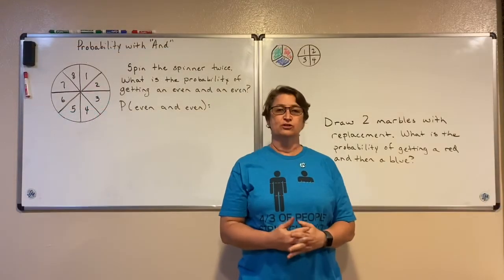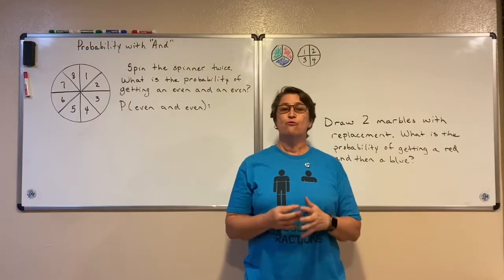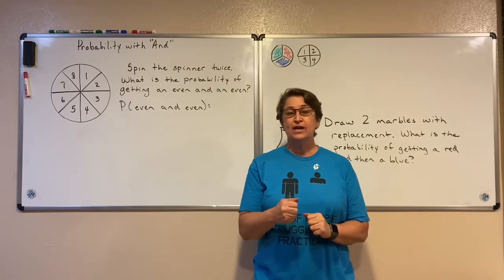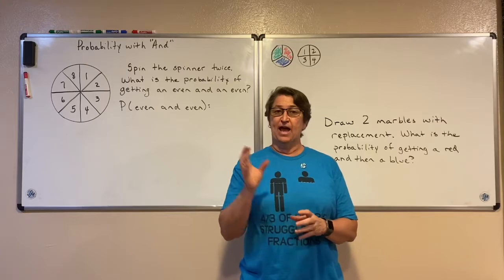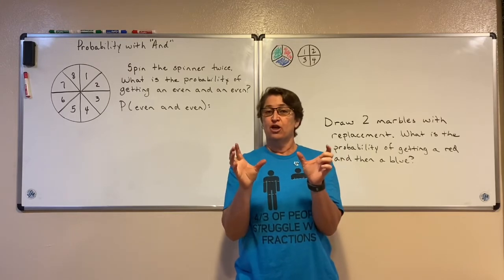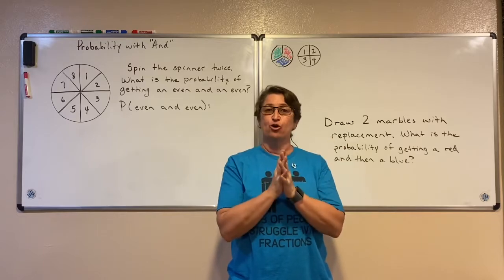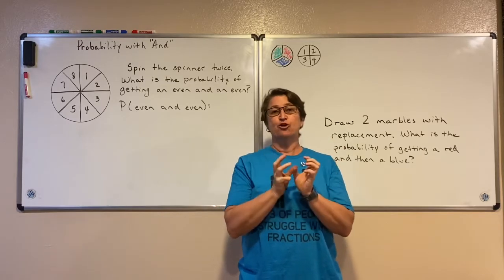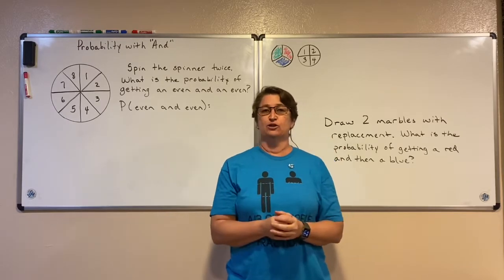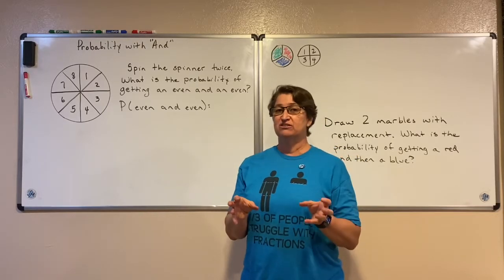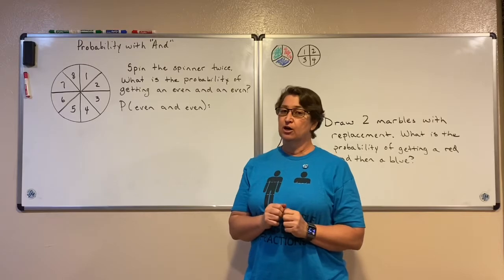So we just looked at the probability rule for when we have or. When we're doing one stage of an experiment and we're looking for 2 different things with an or in between them, we add those probabilities. And if there's an overlap, we subtract the overlap. But what about if we're doing 2 different stages of an experiment?